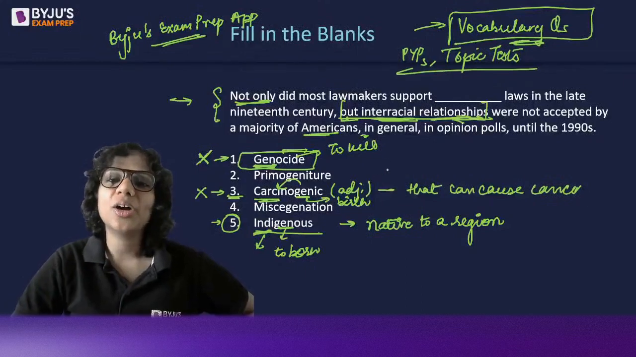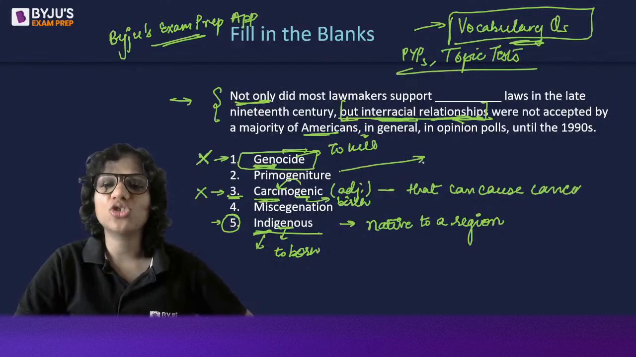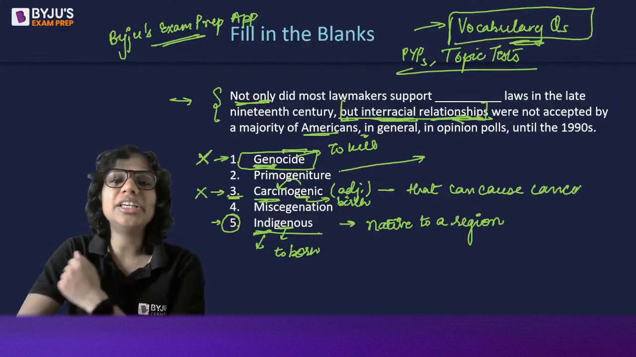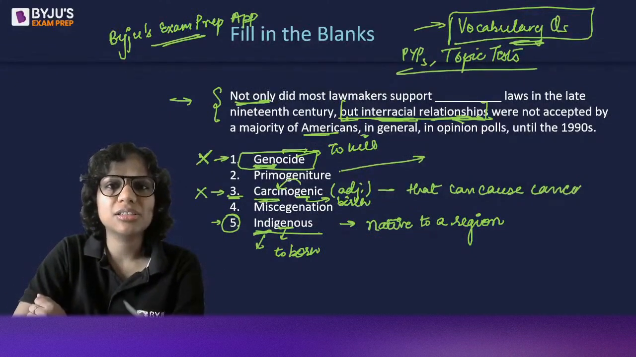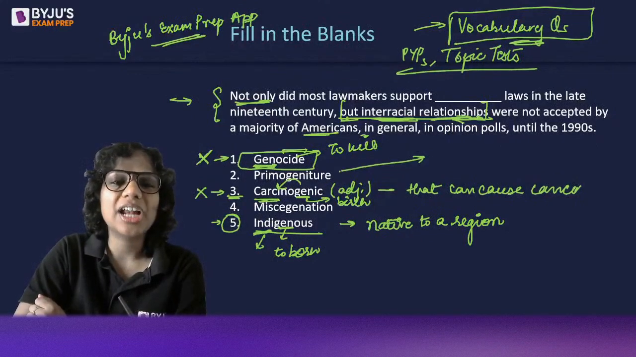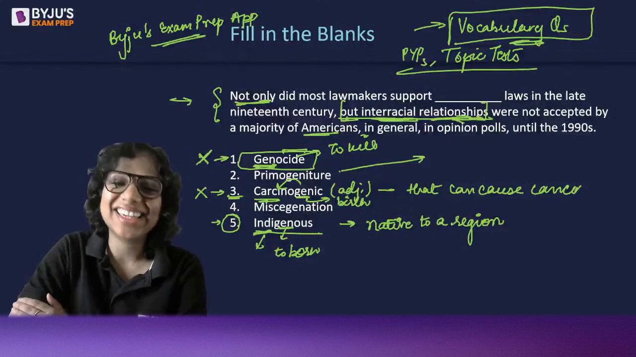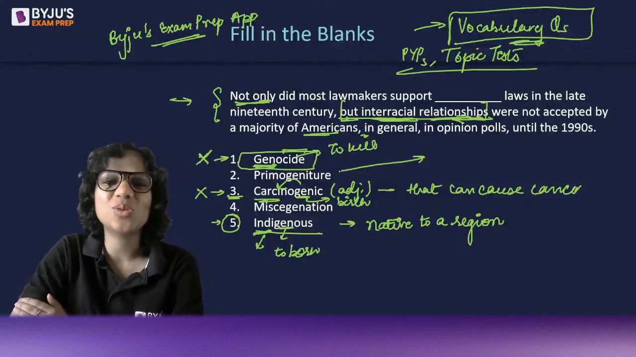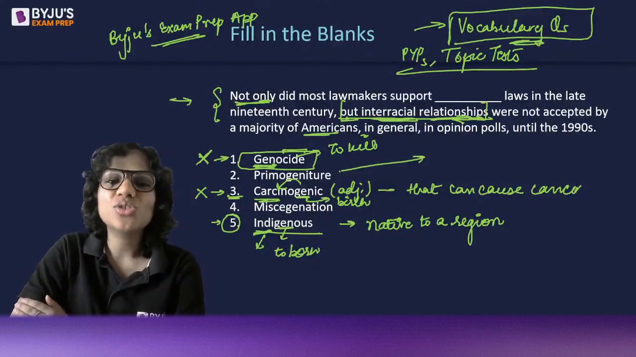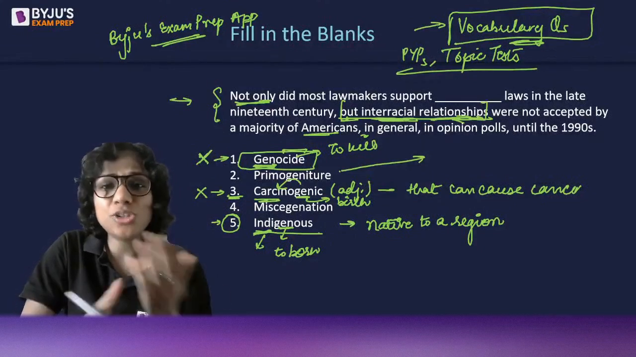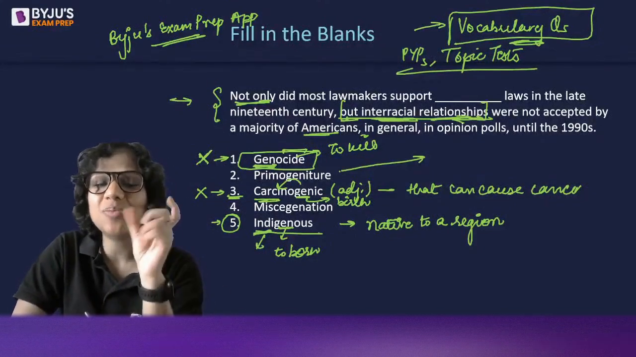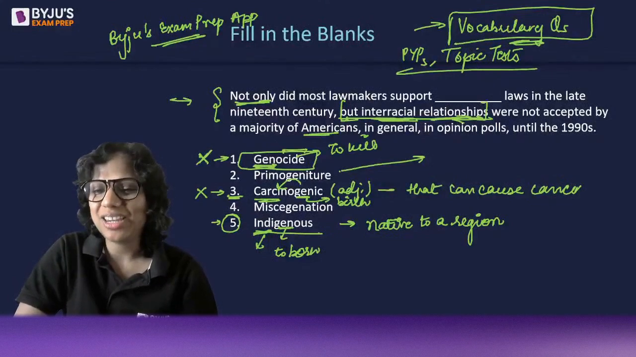Now, primogeniture, miscegenation. Let's look at this. Primogeniture. Recently, the Queen of England died, and who was anointed as the king? Their son, Prince Charles, was finally anointed as the king. In case you read articles of that time, they did mention this word primogeniture. Anybody who knows the meaning?